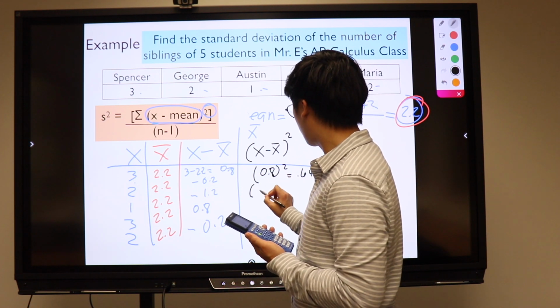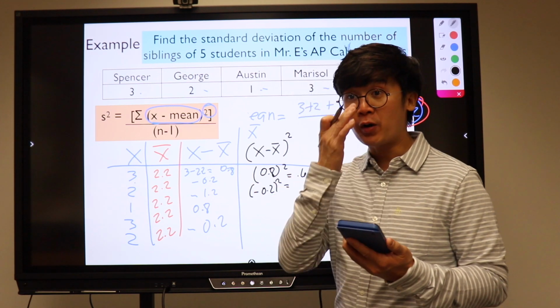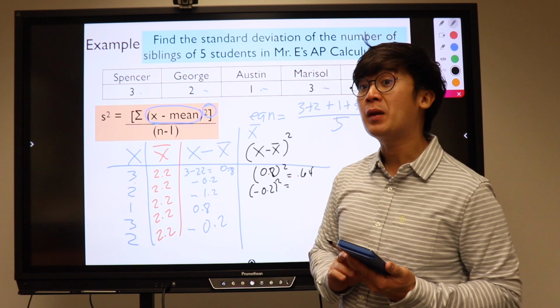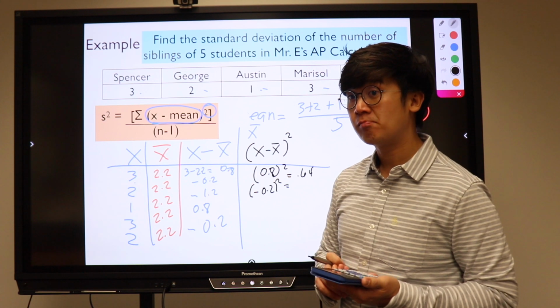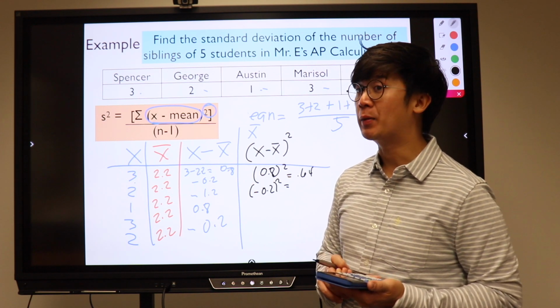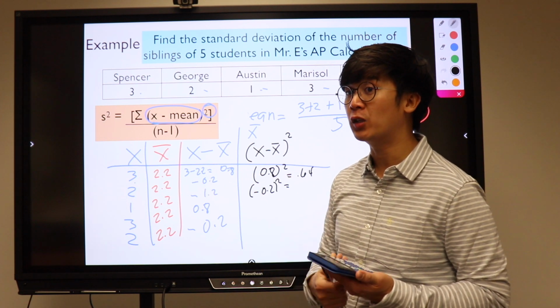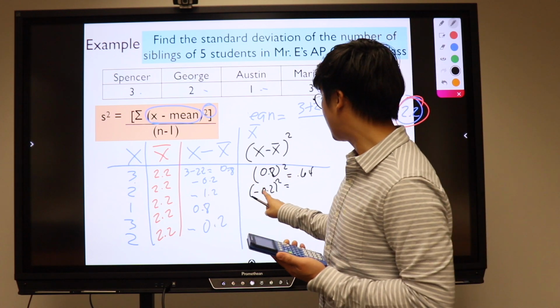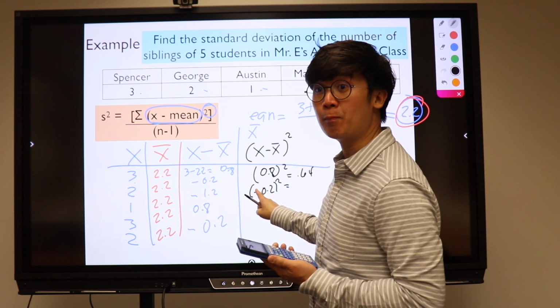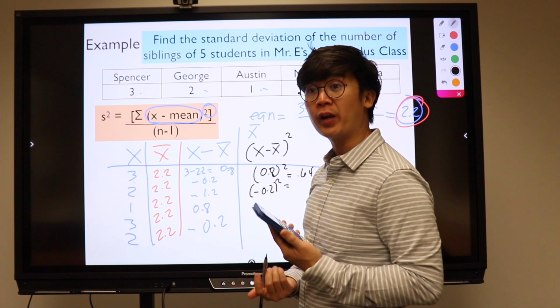So now we're going to square negative 0.2. And what is negative 0.2 square? Is it going to be a positive answer or a negative answer? It will be a positive answer because every time you square a number, it will become positive because essentially you're multiplying it by itself. And negative 0.2 times negative 0.2 is a positive number. So what is 0.2 square? 0.04.